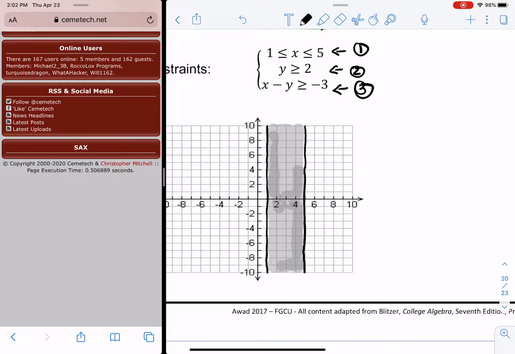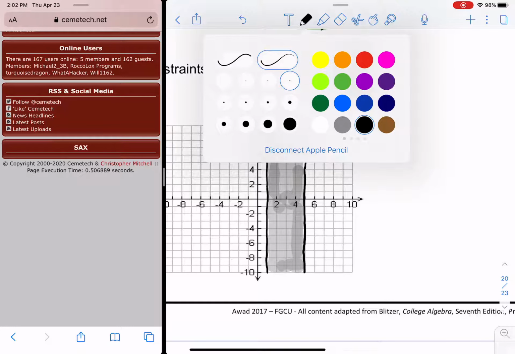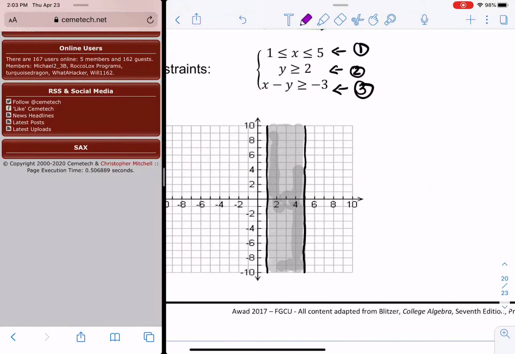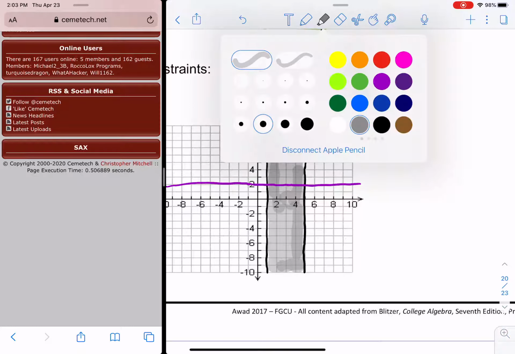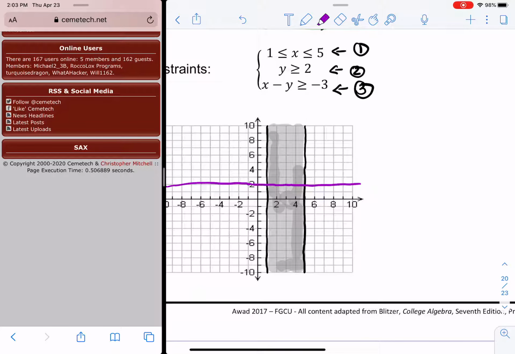Now I'm going to go on for constraint 2, which is y greater than or equal to 2. Now I needn't shade anywhere else because I know where the first constraint is satisfied, which is in the shaded area. So I'm just going to go ahead and shade where it is necessary, which is right over here.